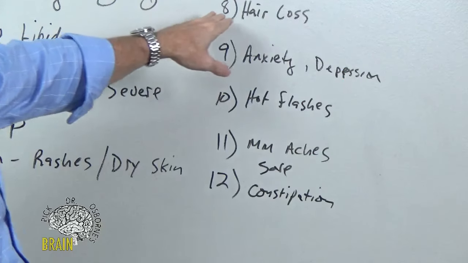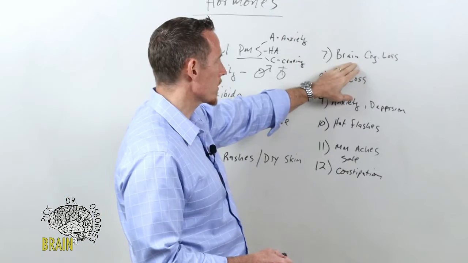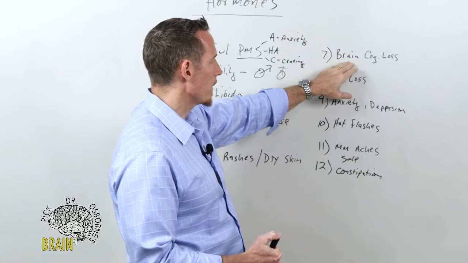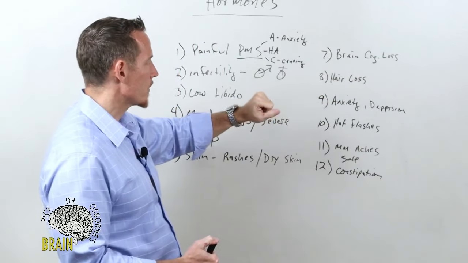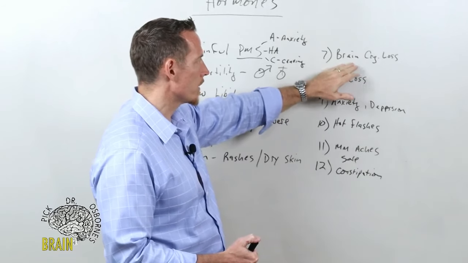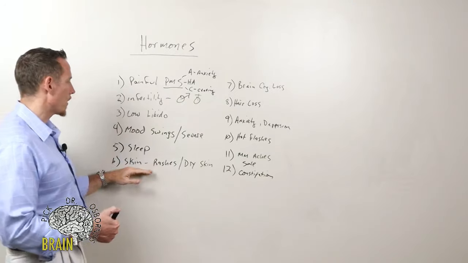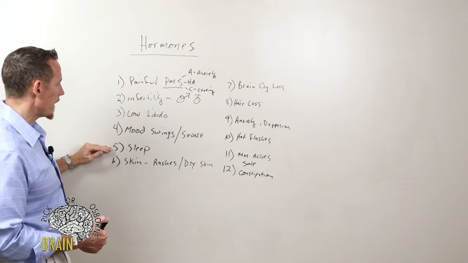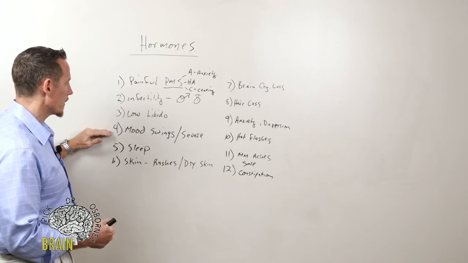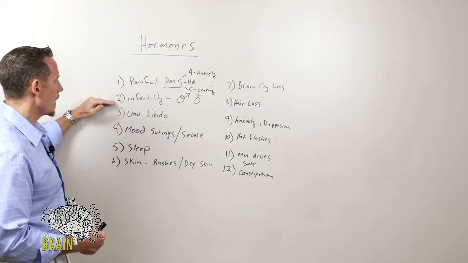Or hair loss, let's try some over-the-counter Rogaine. Or brain or cognitive dysfunction, let's try some Vivarin or some stimulant medications, the same kinds of meds that doctors oftentimes give for ADD or ADHD, they'll give for cognitive dysfunction. Skin rashes, oftentimes they'll give you steroids. Sleep, they'll give you sleep medications. Mood swings, again, they'll give you the SSRIs or the mood-altering medications. Low libido, oftentimes they'll give you hormone therapies.